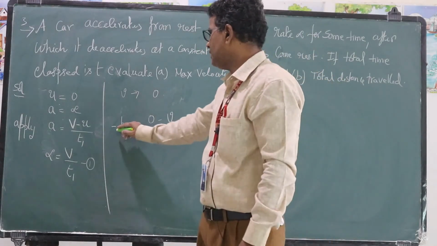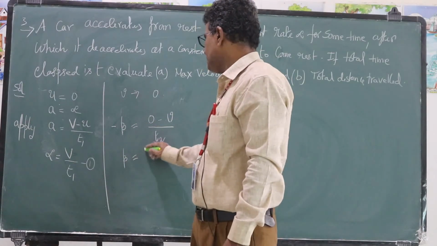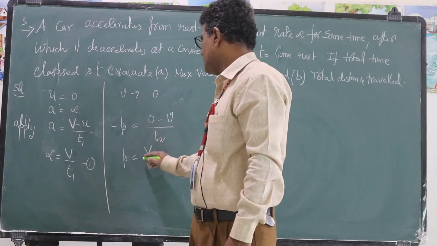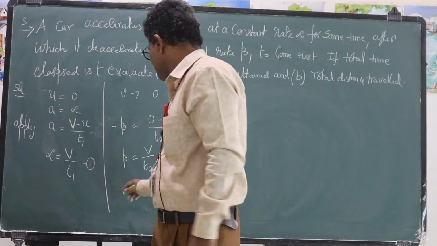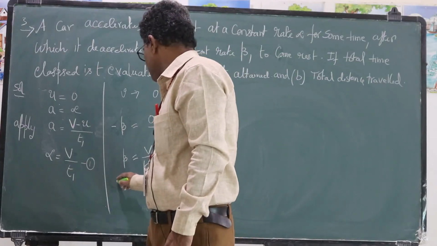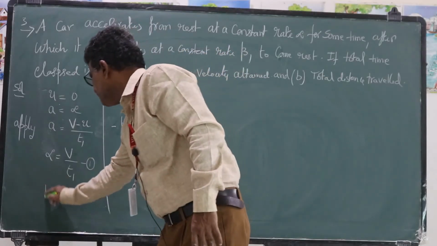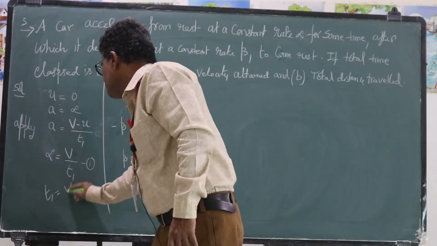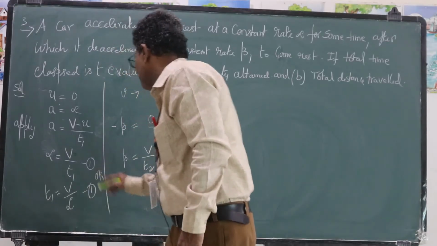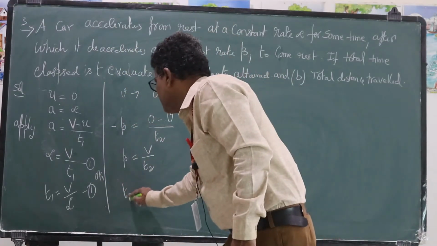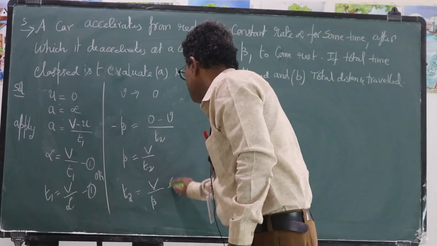That is minus beta, so this minus gets cancelled. We'll get beta is equal to V by T2. From this, we want the maximum speed. Total time elapsed: T1 is V by alpha, call it equation 1. T2 is equal to V by beta, call it equation 2.